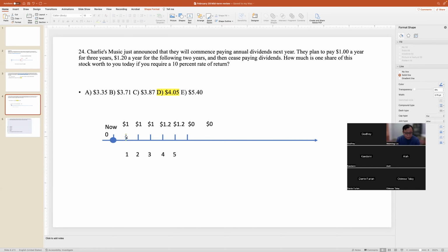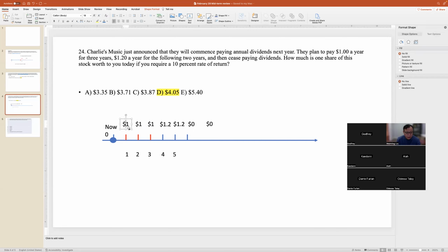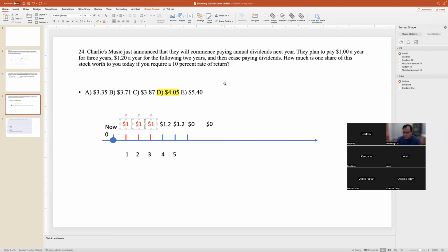So we have basically two annuities, right? I have this red annuity. That's 3 years. Each year it's $1 because it's an equal amount, right? That's why this is an annuity, and it happens at the end of the period. So this is the ordinary annuity.